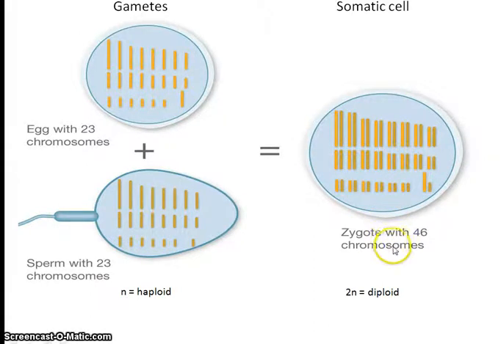And a zygote is just whenever the egg and the sperm come together and fertilize and begin the process of creating a human. So the haploid number of chromosomes for a human is 23. The diploid number for a human is 46. Another way they might say that is 23 pair and then 23 chromosomes.